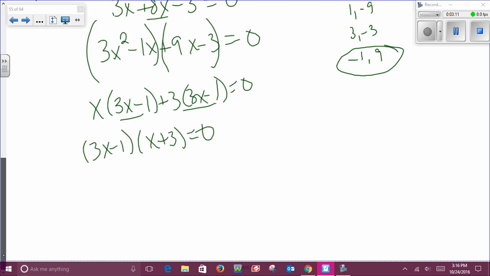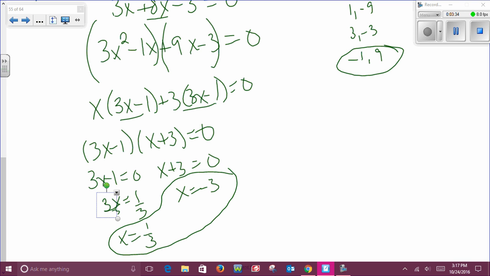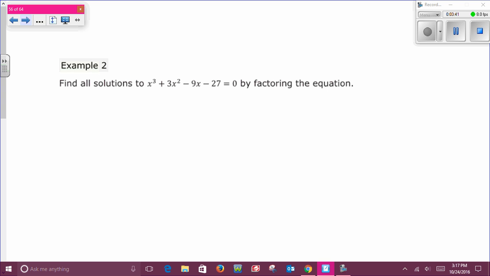Now I set each factor equal to 0. So I have 3x minus 1 equals 0, x plus 3 equals 0. And I'm going to add 1, so I have 3x equals 1, divide by 3, so x equals 1/3. Here I'm just going to subtract 3, so x equals negative 3. So x equals 1/3 and x equals negative 3 are my roots, or solutions, or zeros. All three of those words mean the same thing: roots, solutions, and zeros.